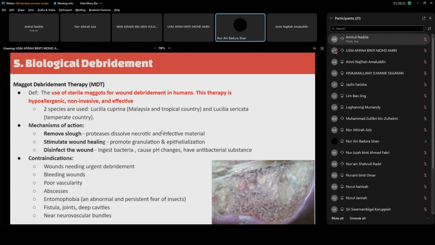However, it is contraindicated for wounds that need urgent debridement, bleeding wounds, poor vascularity, or wounds with abscess, or patients who have entomophobia, which is fear of insects. Also patients who have fistula, joints, or deep cavities, or a wound that is near neurovascular bundles.